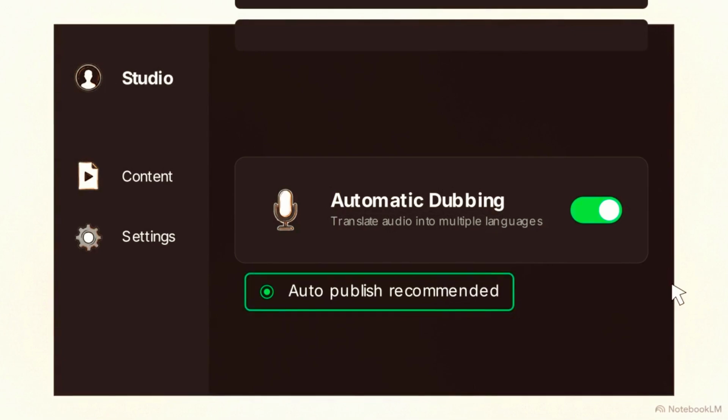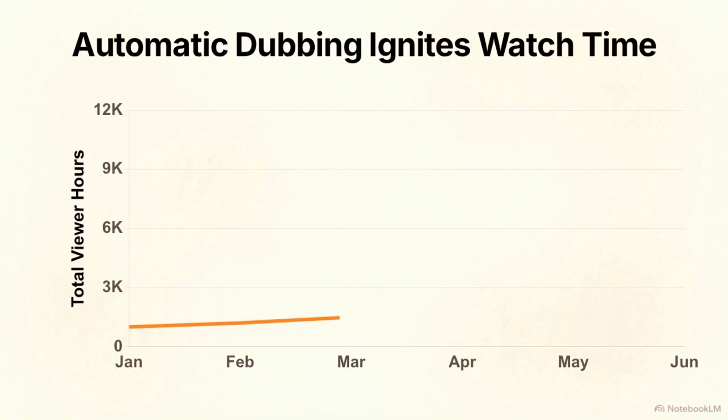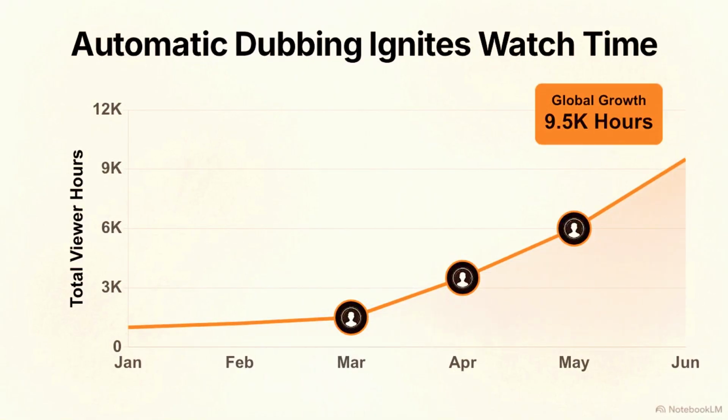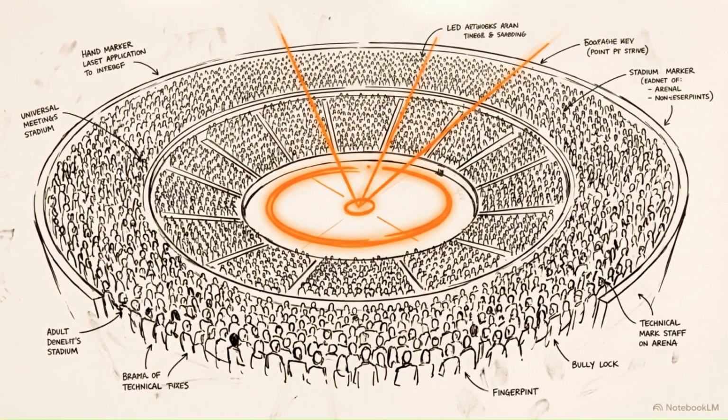Turn the feature on and select Auto Publish Recommended, so the AI handles the rollout without waiting for your manual approval. A viewer in another country can now hear your video translated into their native language, increasing global watch time without any extra editing on your part. Removing the language barrier at the technical level multiplies your potential audience reach overnight.